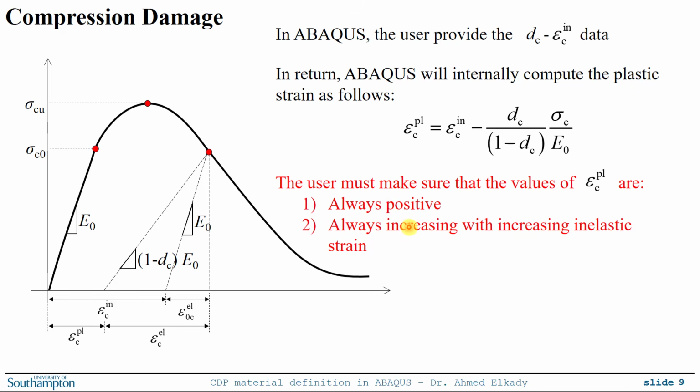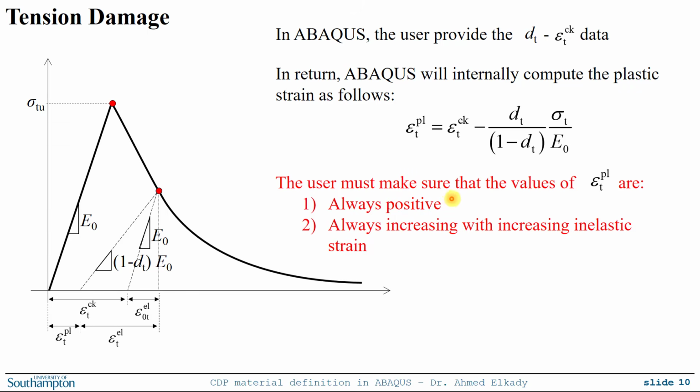If either of those two criteria is not met, then you are going to get an error, and ABAQUS will tell you that your parameters in the material model are not correct. We are getting negative values, or they are not monotonically increasing. So that's why you need to compute using this formula beforehand, like in Excel or something like that. You need to compute the plastic strain and make sure that your input data satisfies these criteria.